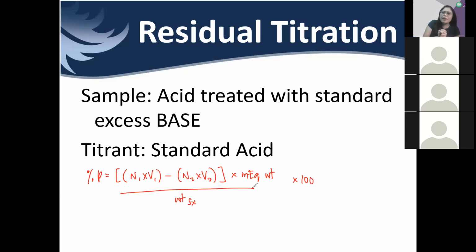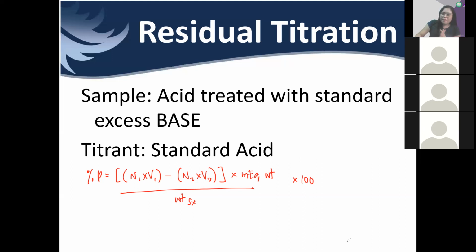You will really see two normalities and two volumes for the titrant in the problem. So I hope you will not be confused with that one. You might be confused whether it is a direct titration or a residual titration. So for residual, again, we have two titrants.